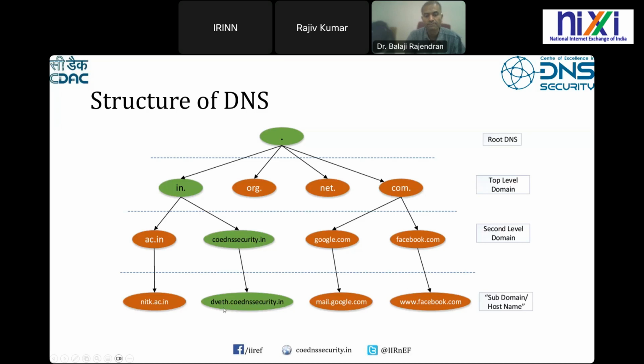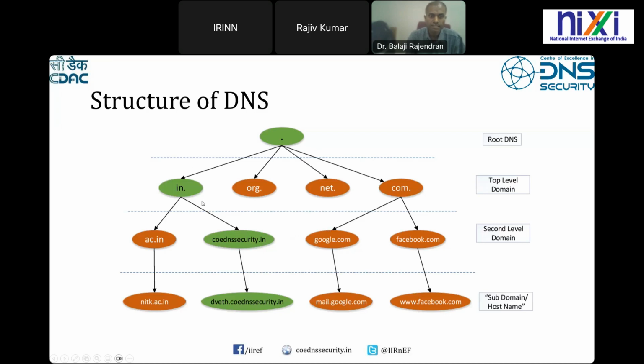Say for example, dwayth.coidnssecurity.in, tools.coidnssecurity.in, research.coidnssecurity.in, etc. So I can create any number of subdomains under that. It is under my own purview and control. Now, what we call is, basically these are namespaces. If you look at it from a slightly logical viewpoint, these are basically namespaces.